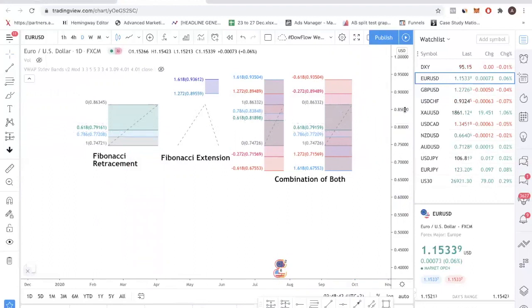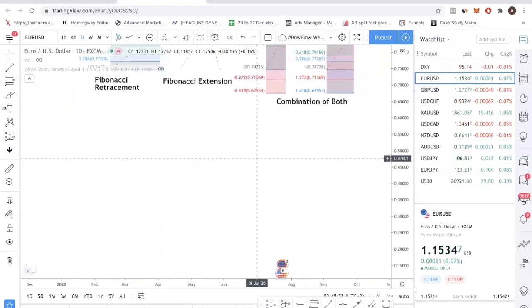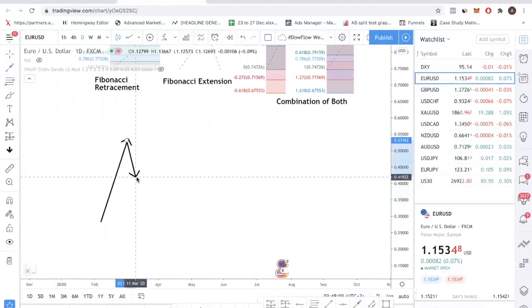Okay, so now let's get into the juicy part, the part that you've all been waiting for. How do I find high probability setups? How do you combine the two? It's very simple. What you want to do is look for a pattern, something like this.